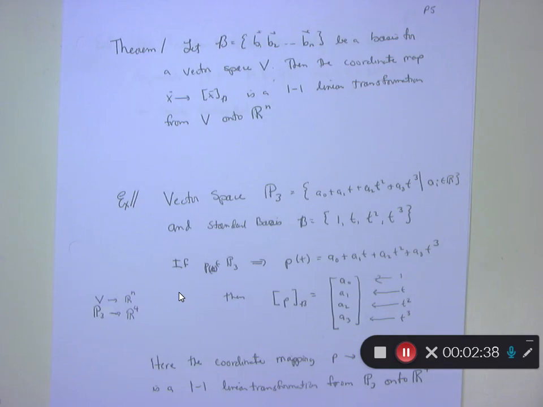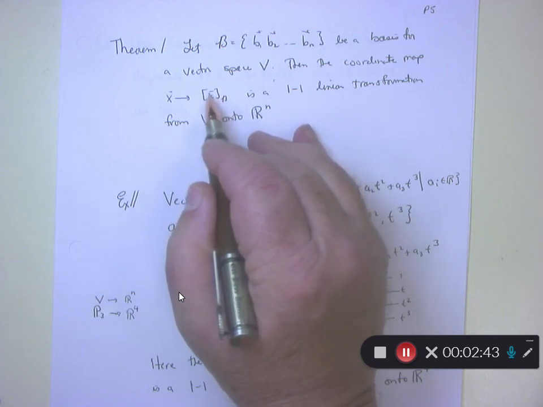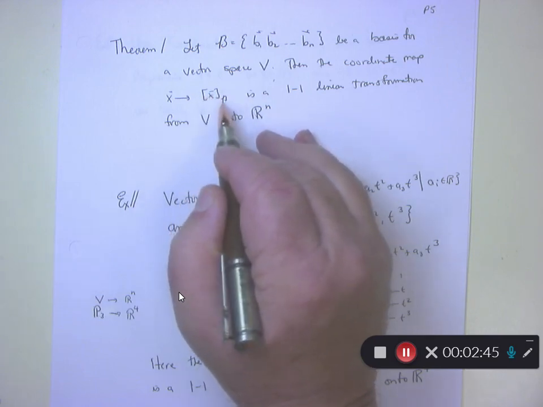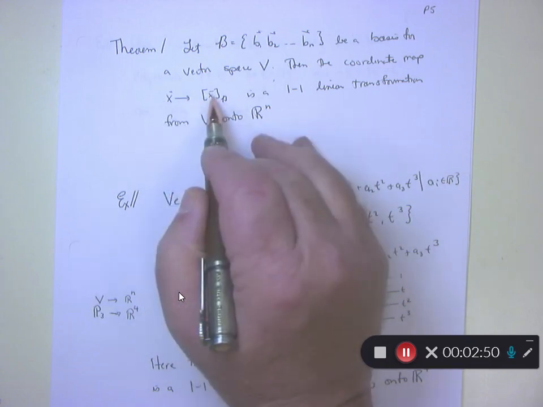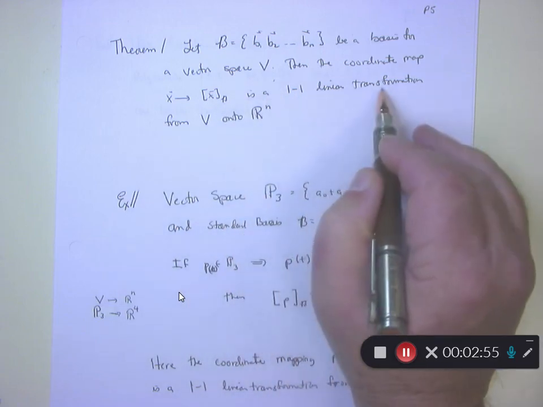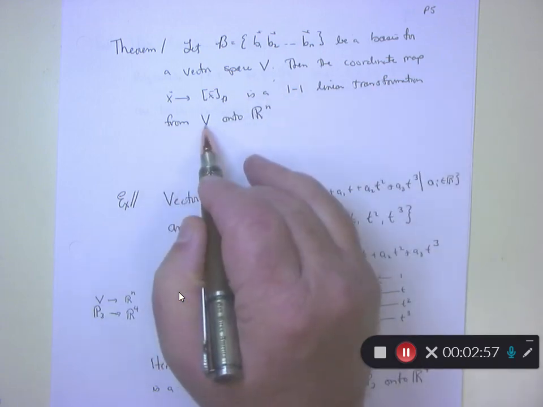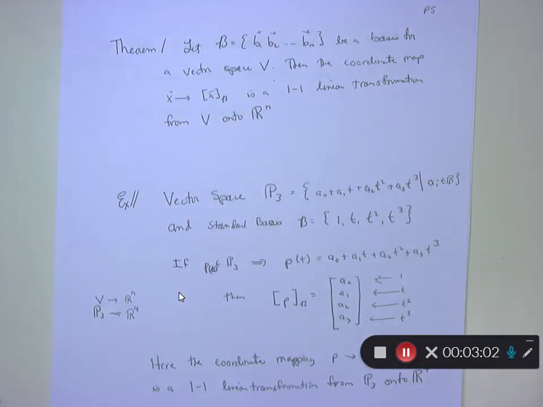Then the coordinate map x to the coordinate vector of x relative to beta, from the actual vector x to the coordinate vector x relative to beta, is a one-to-one linear transformation from vector space V onto Rn. You know, we've been playing around with vector spaces and we're always in Rn, R3, R4, R2, R17, whatever it happens to be. But there are other vector spaces out there.